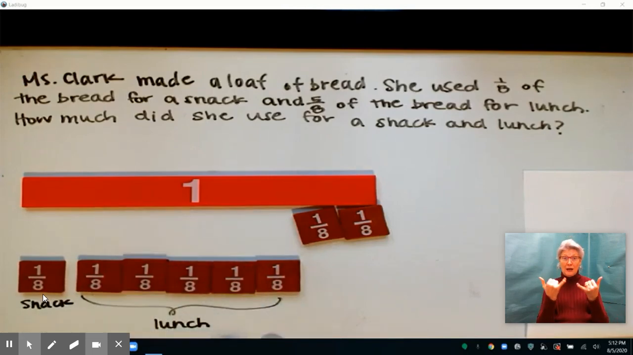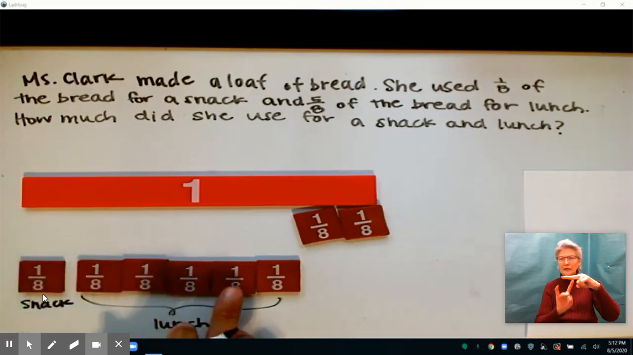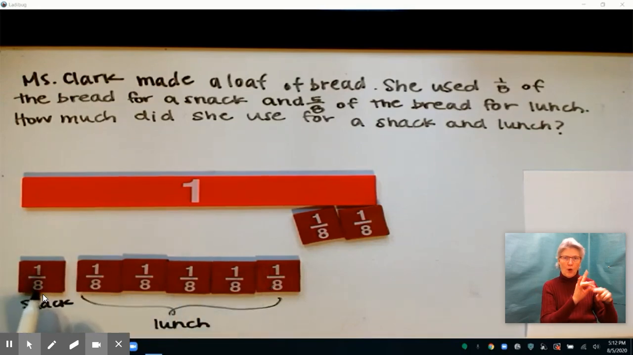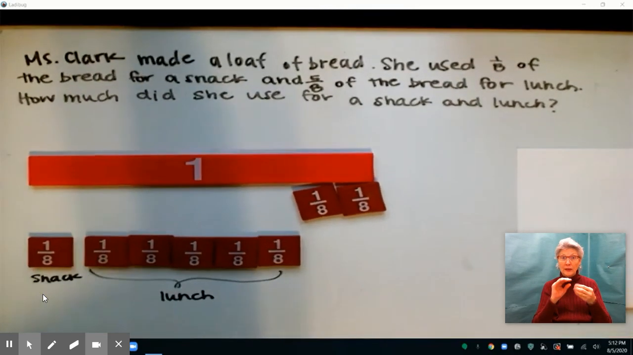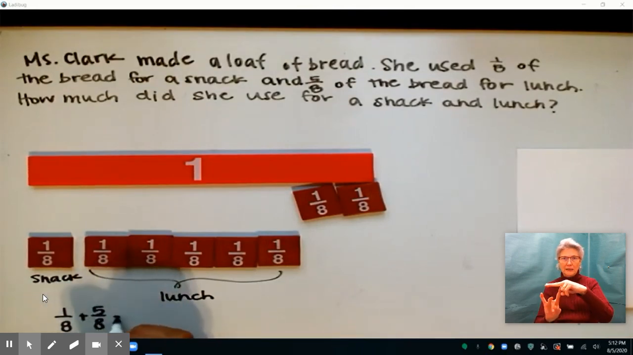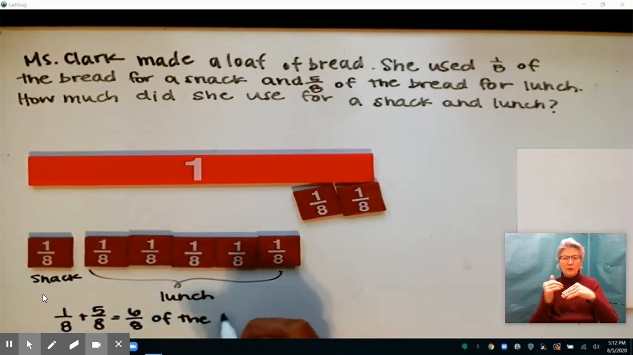So now I can think, okay, how much did she use altogether? I can count them all up. 1/8, 2/8, 3/8, 4/8, 5/8, 6/8. Or I can start by knowing that I have 5/8 that she used for lunch, and there's only one more to bring me to 6/8 that she used in total. The equation that we just used was 1/8 plus 5/8 for a total of 6/8 of the bread.